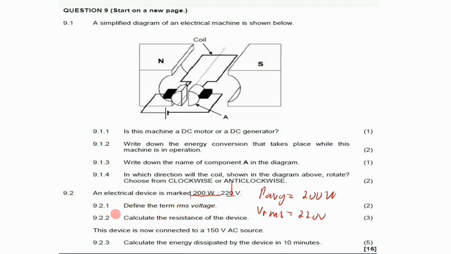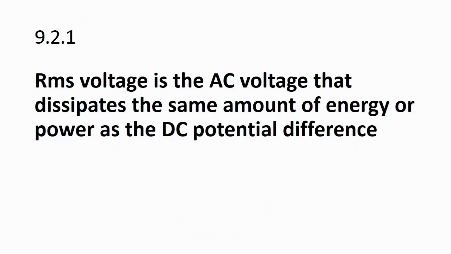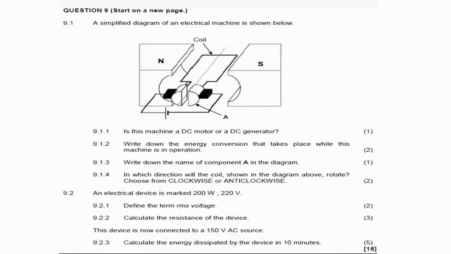Then 9.2.1 says define the term RMS voltage. We say RMS voltage is the AC voltage that dissipates the same amount of energy or power as the DC potential difference. Then 9.2.2 says calculate the resistance of the device. We are given the 220 volts VRMS, and the 200 watts average power.